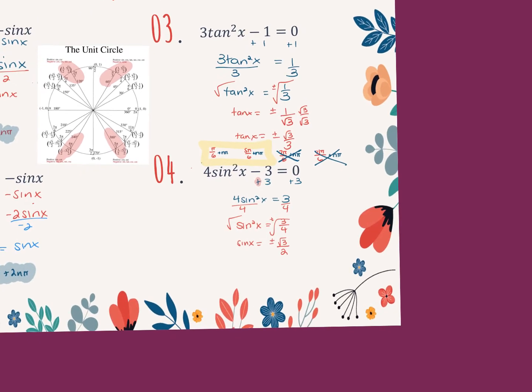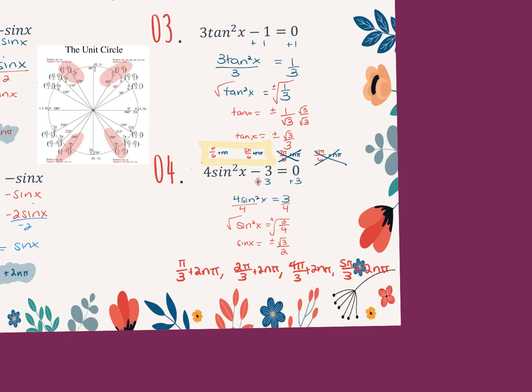So my answer here: pi over 3 plus 2n pi, 2 pi over 3 plus 2n pi, 4 pi over 3 plus 2n pi, and 5 pi over 3 plus 2n pi. So the biggest mistake people make on those kinds of questions is forgetting the plus and minus.